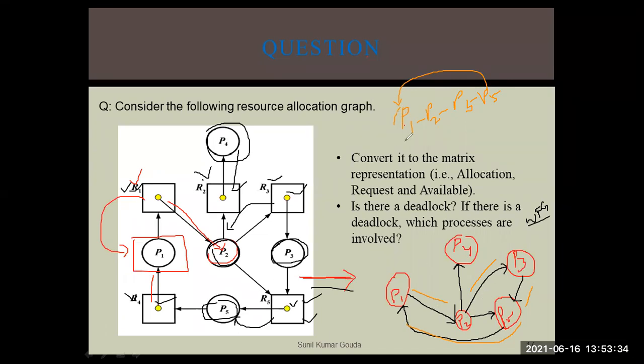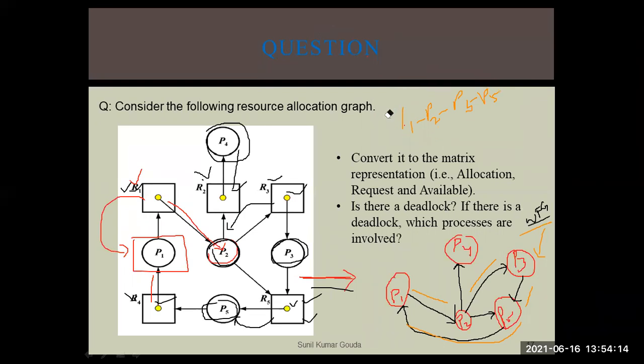Okay, here now as there is a cycle in my wait for graph, I can say if there is a cycle, then there will definitely be deadlock. It may be single instance or multiple instance. Whether it is single instance or multiple instance, if there is a cycle in my wait for graph, then I can say the system is in deadlock.